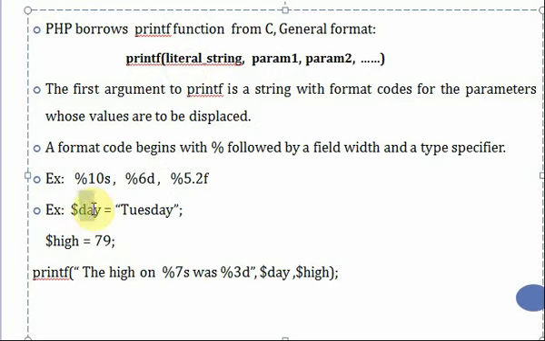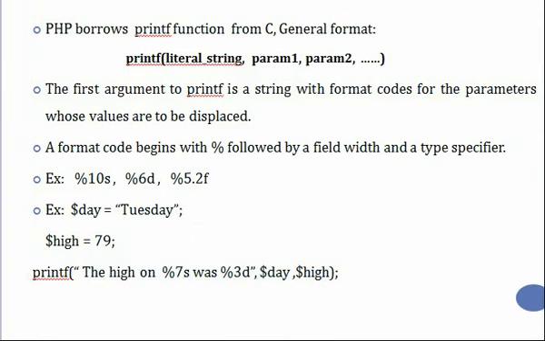Similarly, one more example they have given: a variable whose name is day and it is assigned the value Tuesday. Another variable, high, is assigned the value 79. You have a print statement here, High on percentage 7s. For this s, the corresponding variable is Tuesday, so you'll be getting a message, High on Tuesday was. For this percentage d, it is 79. So what is the output you're going to get? High on Tuesday was 79. So this is a statement that can be printed.